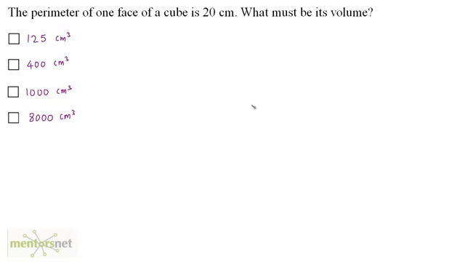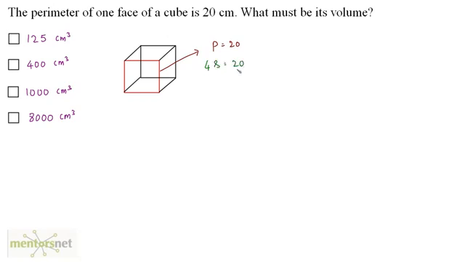The perimeter of one face of a cube is 20 centimeters. What must be its volume? So this is your cube, and it is said that the perimeter of one face of a cube is 20 centimeter. So I can say that the perimeter of this face, that means this red face of this cube, is 20 centimeter. Right? But perimeter of a square is basically 4 times its side, isn't it?